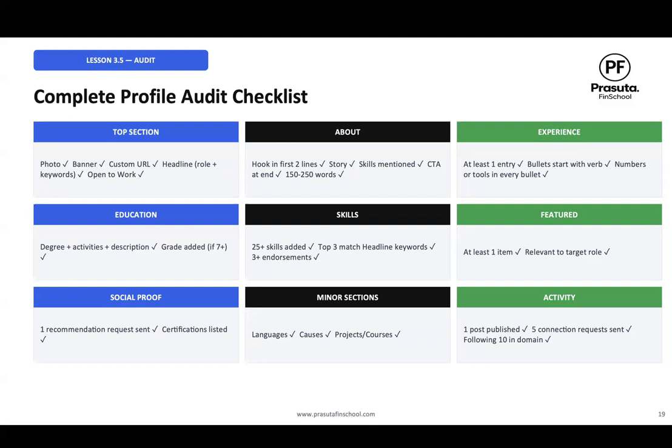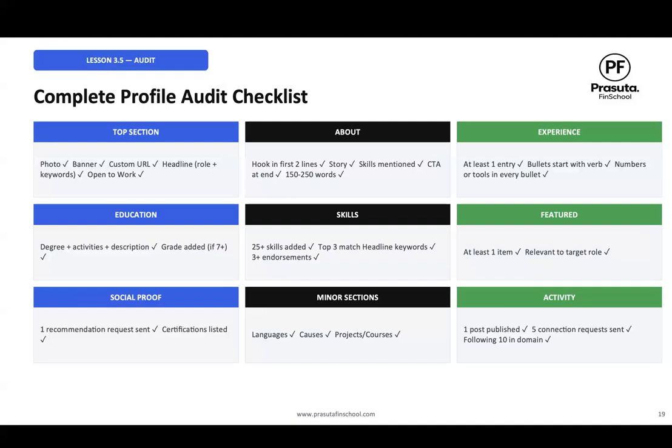section. So then education, degree plus activities plus description. Check. Grade, you only have to add if it is 7 plus. If the grade is not 7 plus, then skip it. Only see if you have added your degree, activities, and description. That works for the education section.